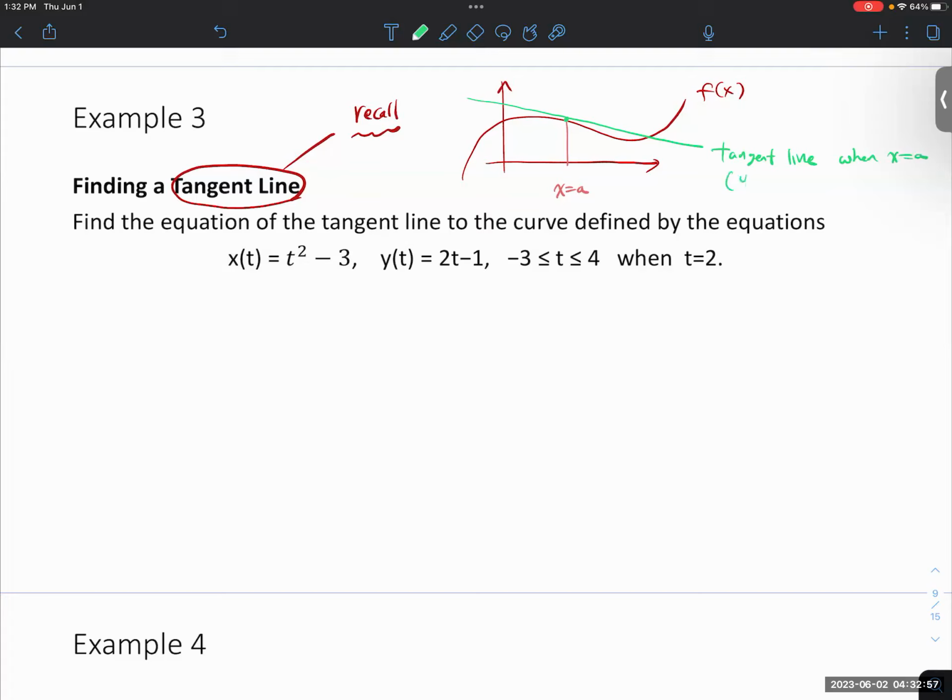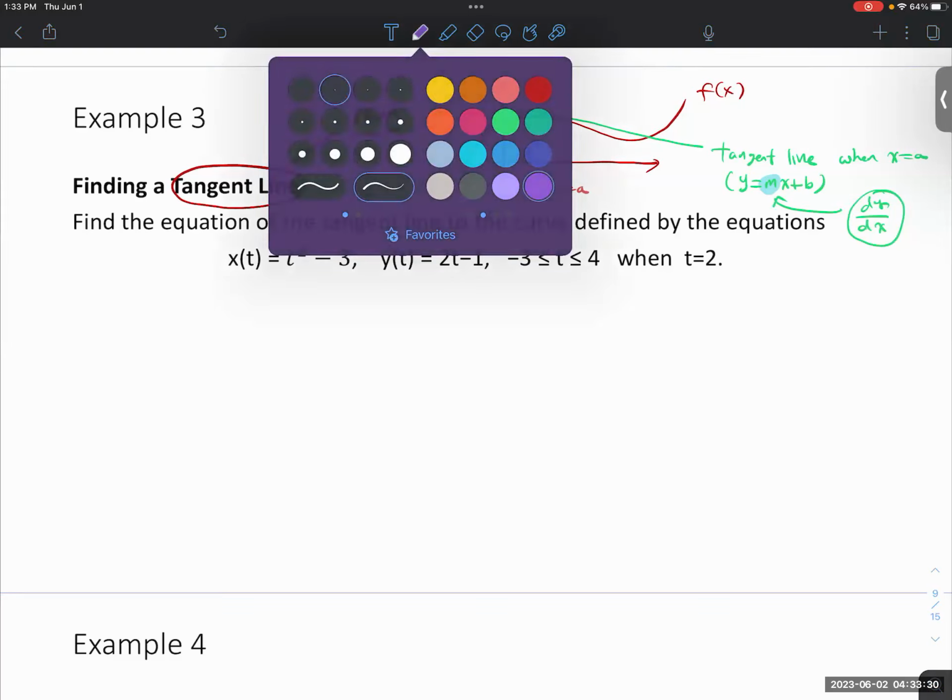A tangent line is always linear, y equals mx plus b, passing through one coordinate point when x equals a. To find the slope m of the tangent line, we took the derivative concept. By taking the derivative, we were able to find the slope of the tangent line. The same thing we're going to apply here because we are dealing with a parametric equation. So let's take a look at the example. That was a recall.